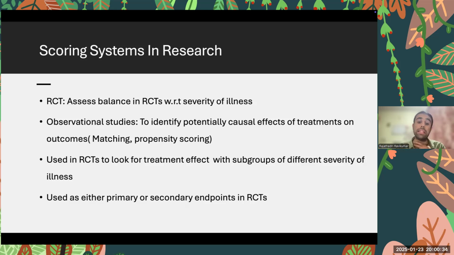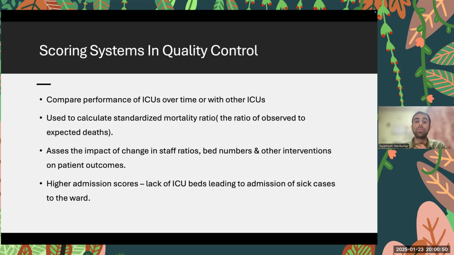They are also used as primary or secondary endpoints in RCTs. There can be RCTs where the primary outcome is reduction in SOFA score over time: compared to day one, what is the SOFA score at day 7? That can be a primary or secondary endpoint in RCTs. Scoring systems are also used in quality control, to compare the performance of ICUs over time within the same ICU or with other ICUs. How can we compare? We can compare using the standardized mortality ratio. What is the standardized mortality ratio? It is the ratio of observed to expected deaths.